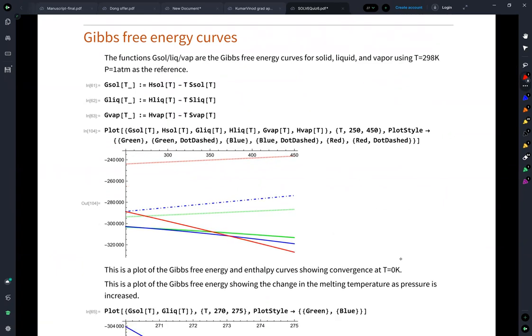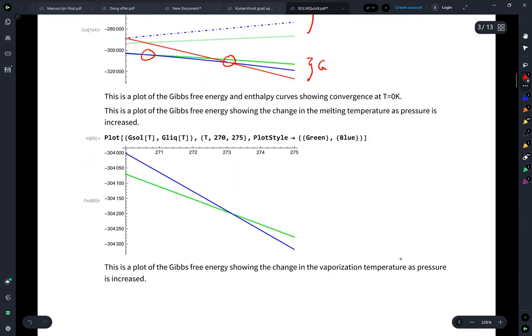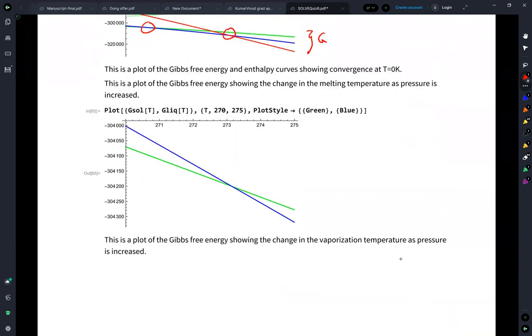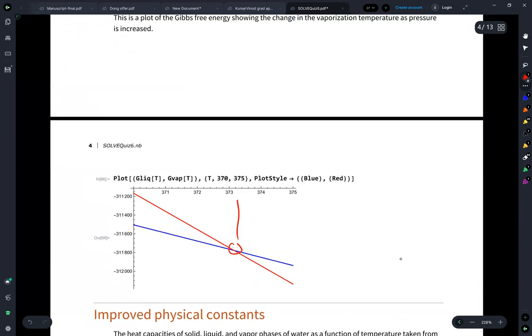Gibbs free energy, G is equal to H minus TS, depends on the temperature, and you get curves that look like this. So these are the H, and these are the Gibbs curves. And you can see the transitions happening, looks like the right positions. Zooming in, you can see they're very close, if not exact, here and here.